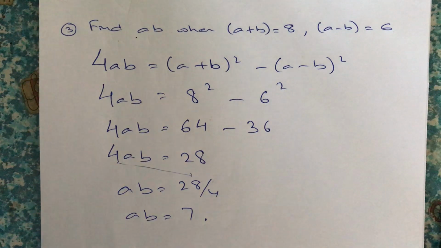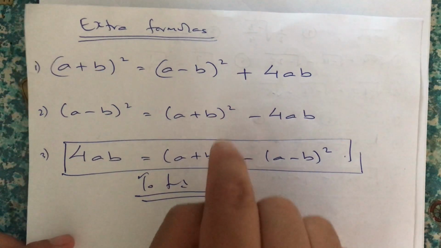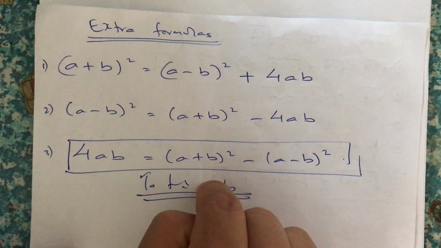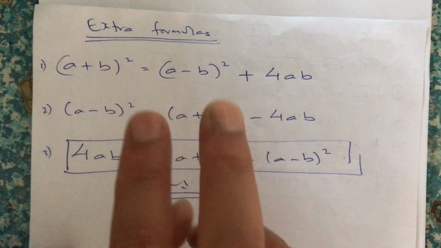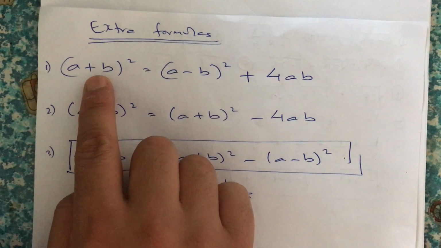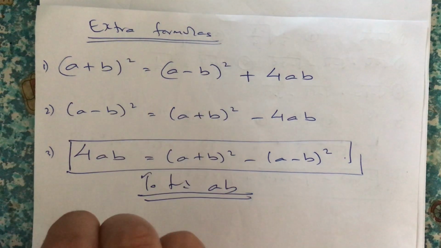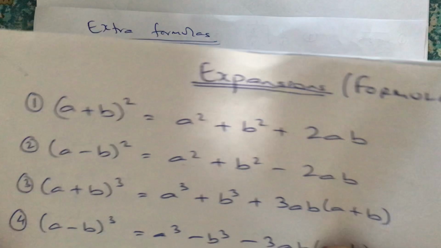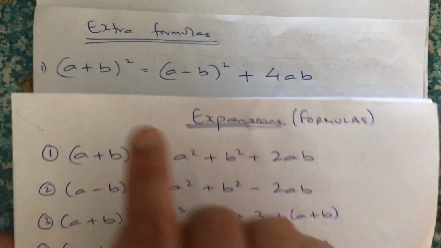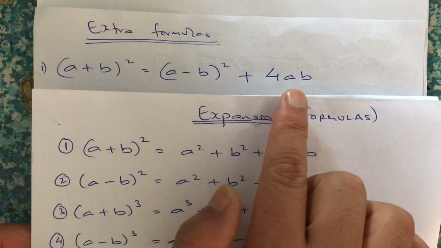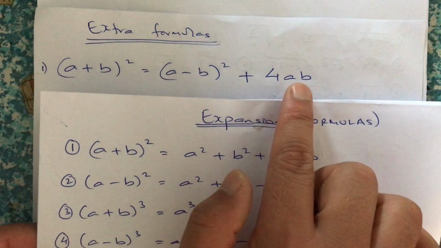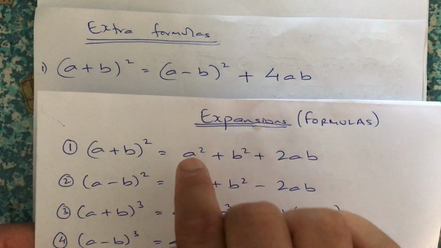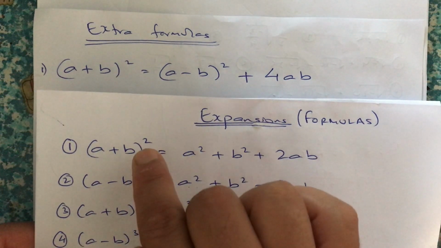So that is how we go ahead and use these 3 new formulas, or 3 extra formulas. Okay, so in total, (a plus b) whole square has 2 sets of formulas. One formula which has a square plus b square plus 2ab, and then the new formula is (a minus b) whole square plus 4ab. Whenever a minus b and ab is given, I'll use this formula. When a squared, b squared and ab is given, I'll use this formula.